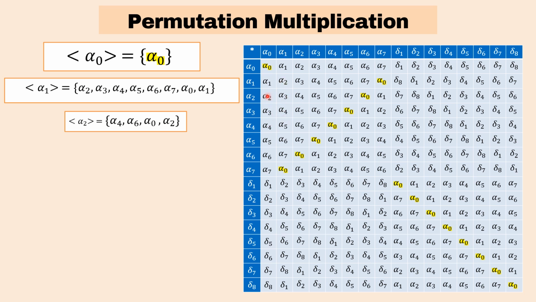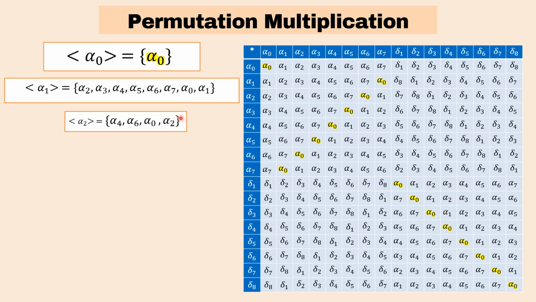Alpha sub 4 star alpha sub 1 is alpha sub 5. Alpha sub 5 star alpha sub 1 is alpha sub 6. Alpha sub 6 star alpha sub 1 is alpha sub 7. Alpha sub 7 star alpha sub 1 is alpha sub 0. Alpha sub 0 star alpha sub 1 is alpha sub 1. So the elements generated by alpha sub 1 are alpha sub 2, 3, 4, 5, 6, 7, 0, and alpha sub 1.